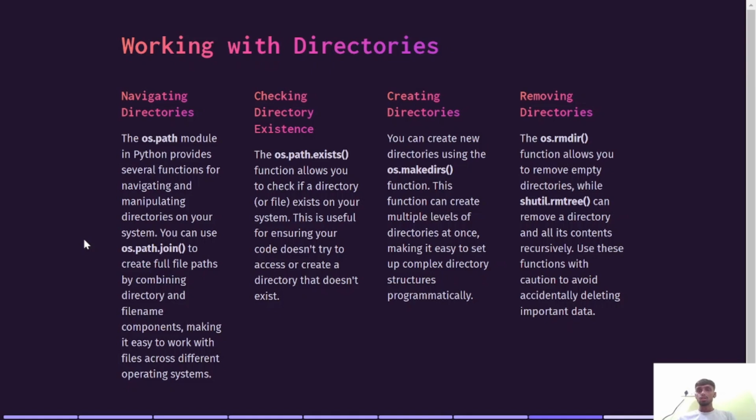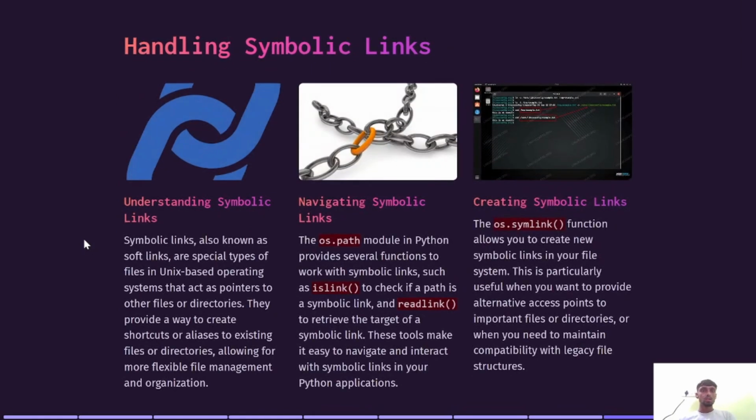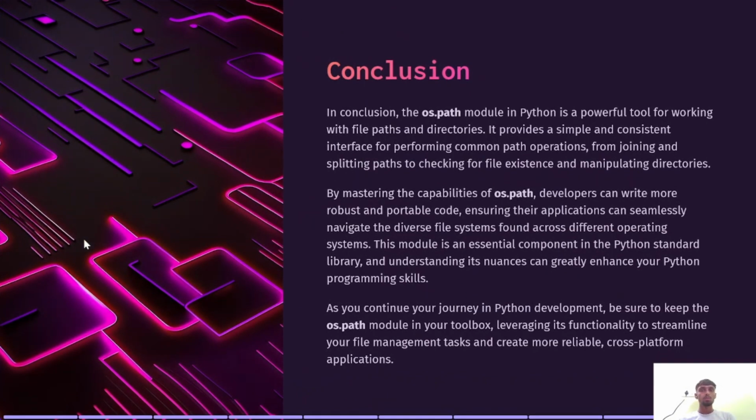Removing directories is done by the function os.rmdir, which allows you to remove empty directories, while you can also remove a directory and all its contents. Use this function with care to avoid accidentally deleting important data. And this is handling symbolic links: understanding symbolic links, navigating symbolic links and creating symbolic links. And finally, I am coming to the conclusion.